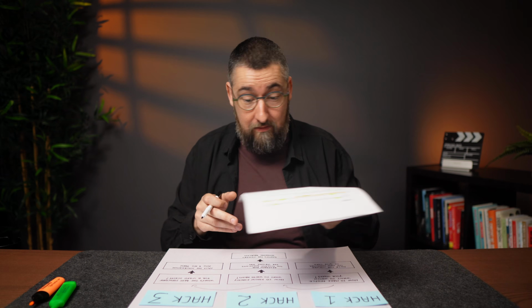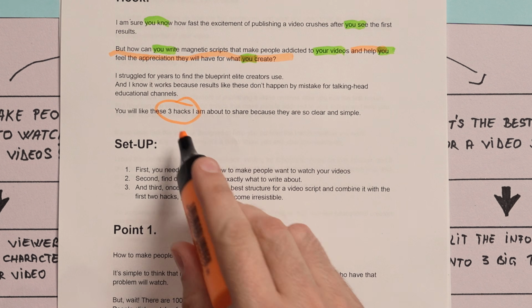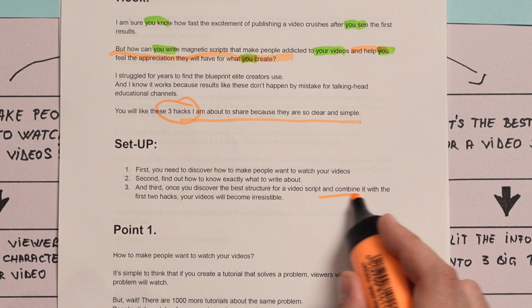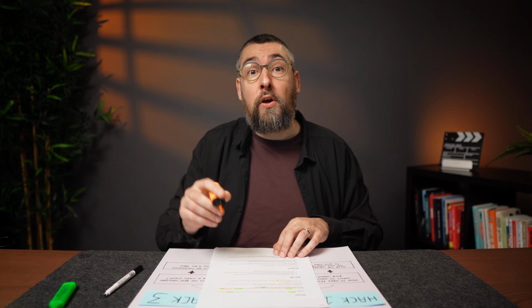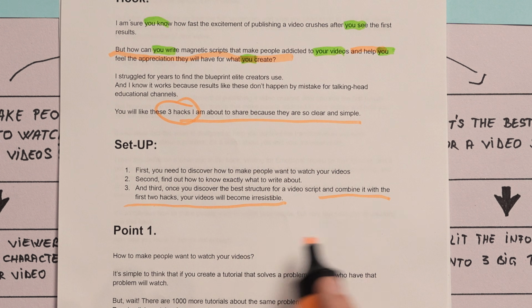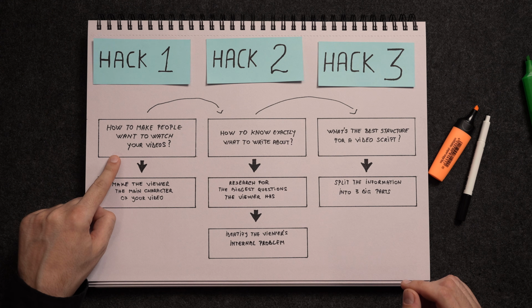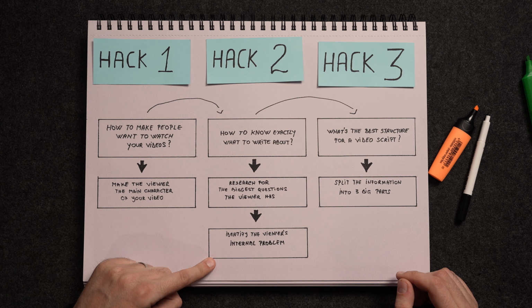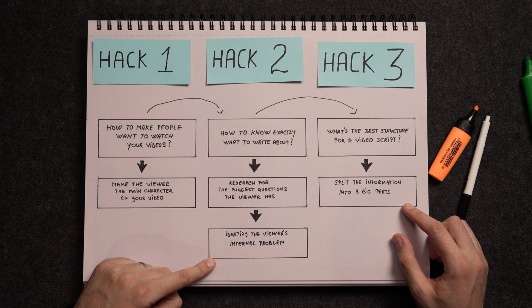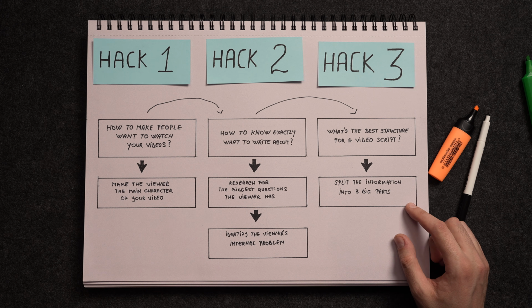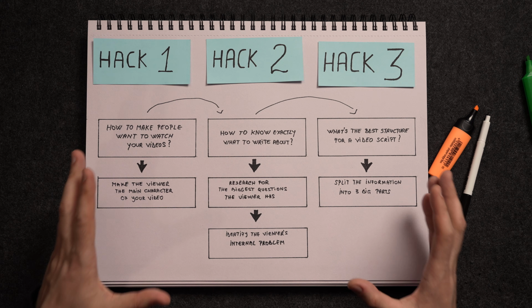You are still watching. Let's review the script again. 3 hacks. And once you combine it with the first 2 hacks, your scripts will become irresistible. Also, you need to know that all 3 are important and you will achieve the transformation if you pay attention to all of them. And if you make me want to watch your video by making me the main character, you assure me I will solve my big internal problem and give me the information structured in a simple way my brain can understand easily without overload, without overwhelming me, I will be instantly attracted to your video.